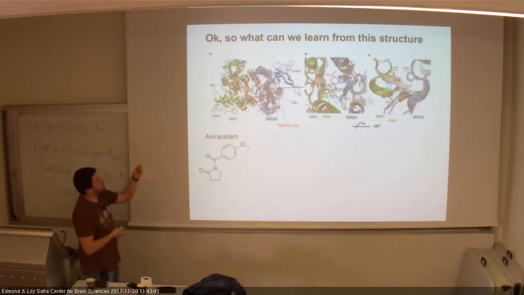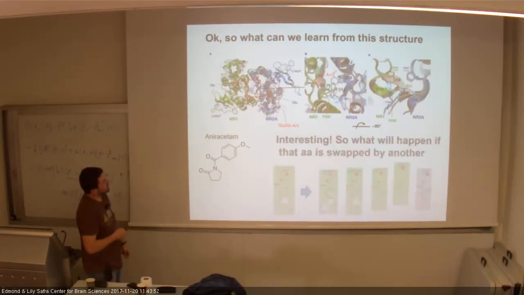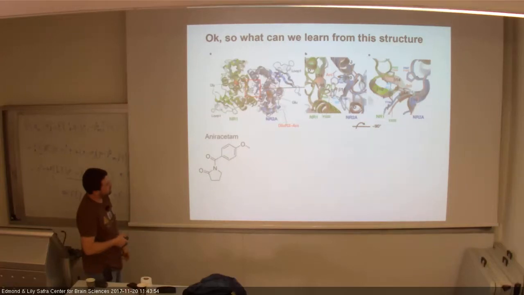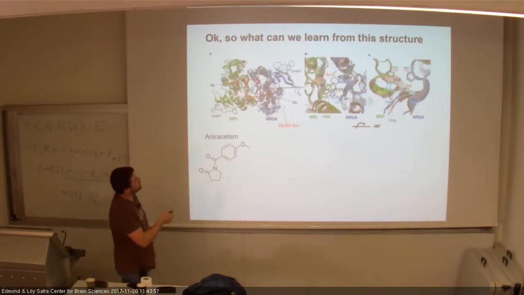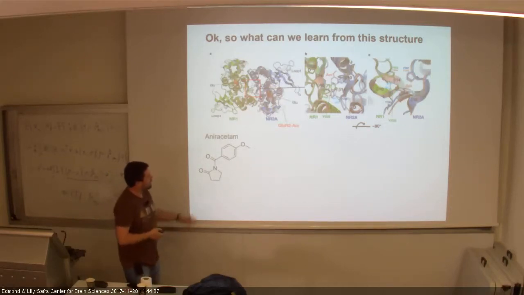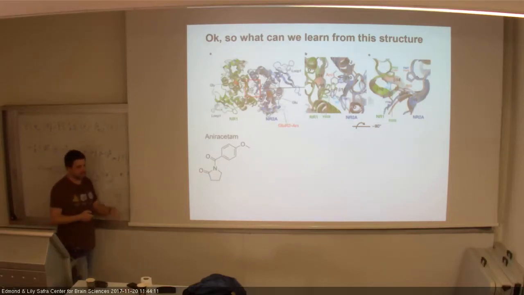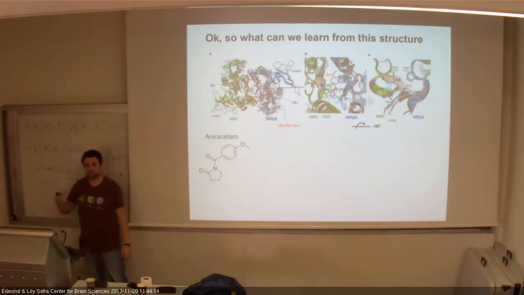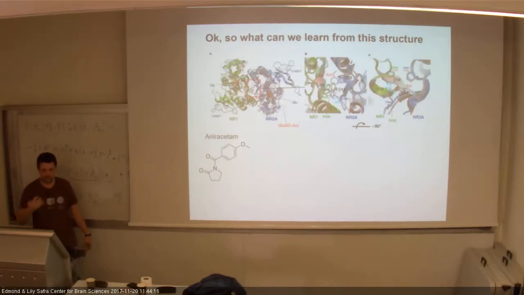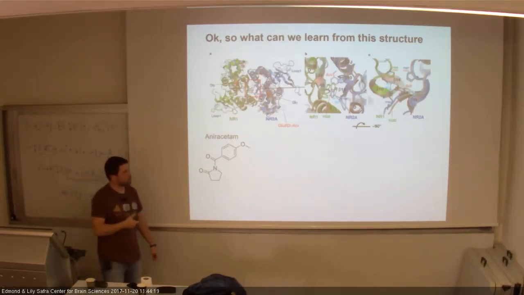So again, what they did here is that they compared the structure to glutamate, and they actually found that there's a single amino acid, a tyrosine, sitting in one of the locations that is different from the GluR2, and it's very similar to what would happen if we would take GluR2 and add this drug to it. So aniracetam is a drug that is known to slow down the GluR2 receptor.